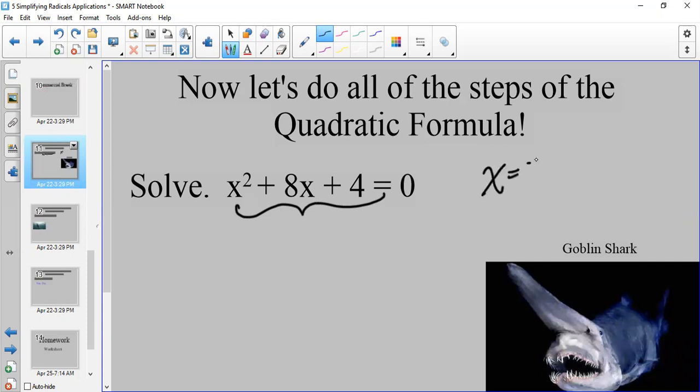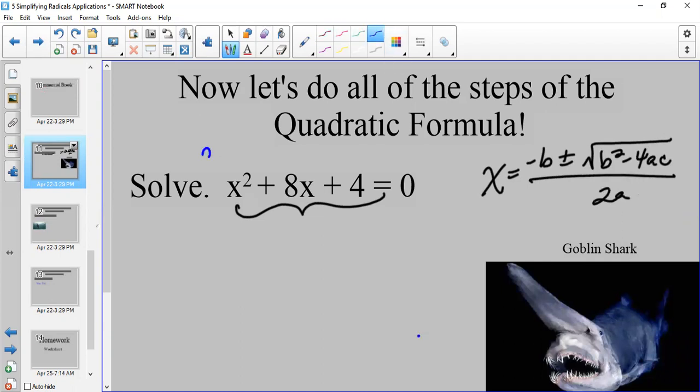Remember, the formula is negative b plus or minus square root b squared minus 4ac all over 2a. So the first thing I would do is figure out your letters. a is the number in front of x squared, in this case, it's 1. b is the number in front of x, so 8. And c is the constant all by itself. All right, so let's plug it in.